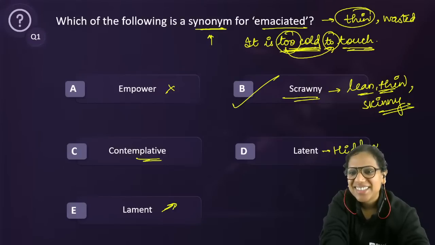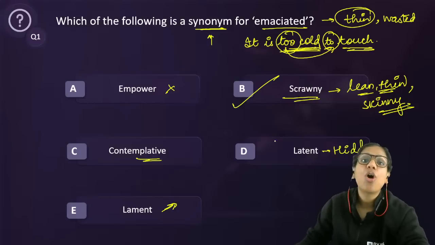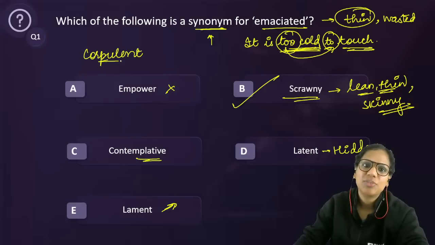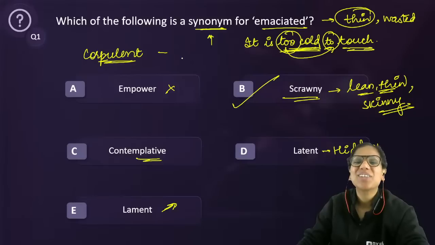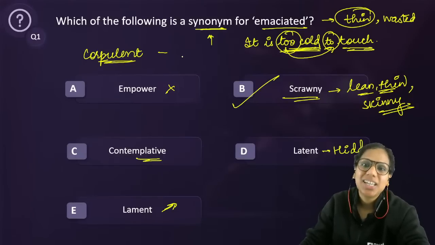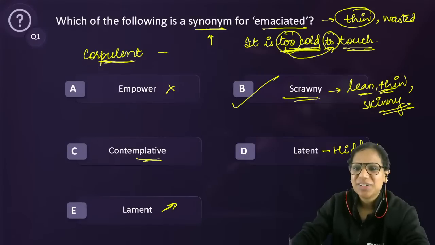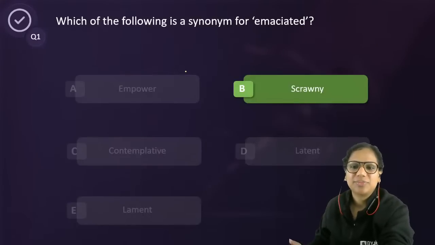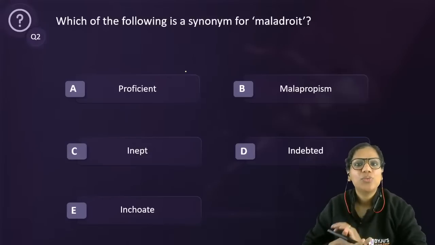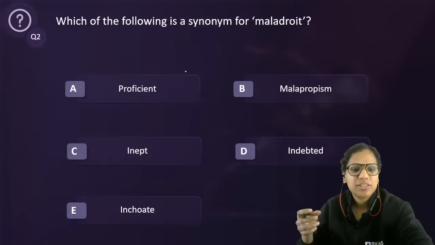Corpulent is the opposite. Yes. Corpulent is someone who is roly-poly. Yes. Someone who is overweight. Someone who's chubby. So Santa can be called corpulent. Right? Okay. Question 2. Which of the following is a synonym of maladroit?